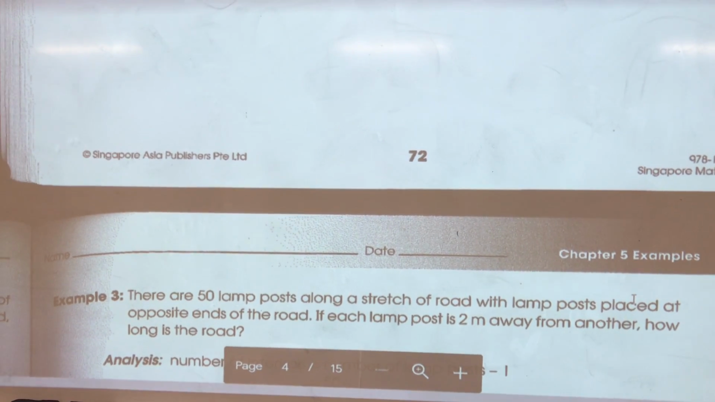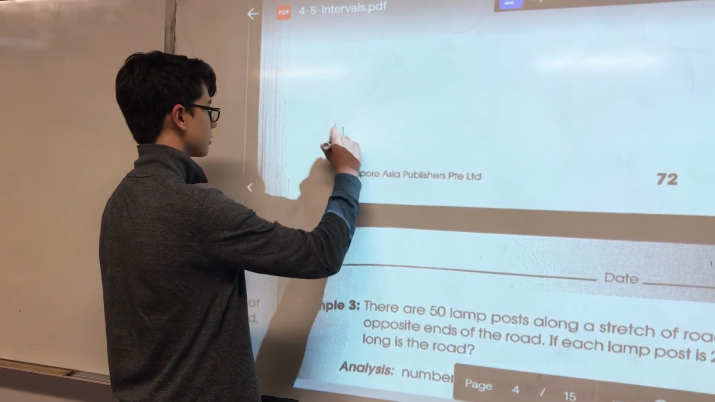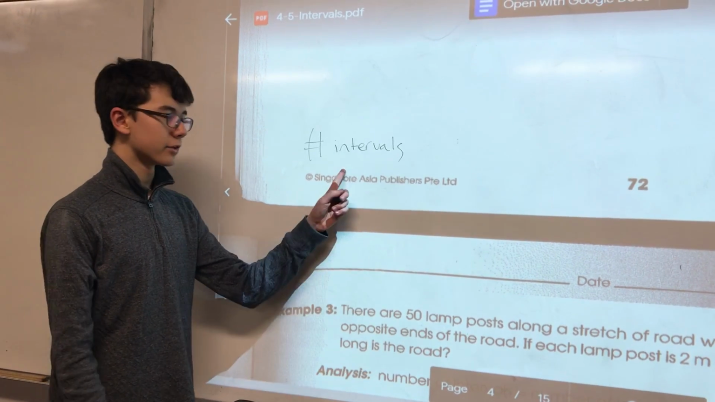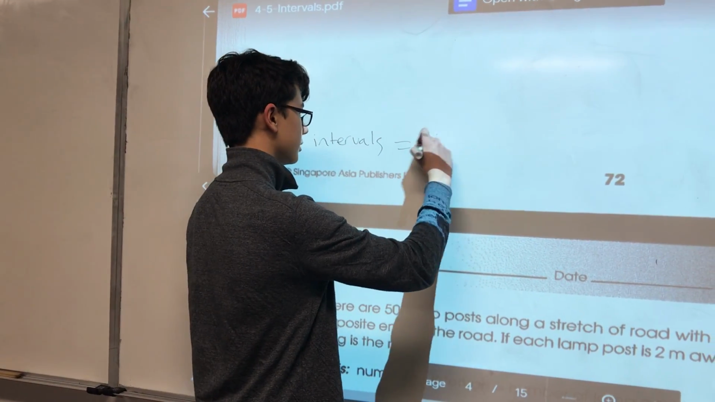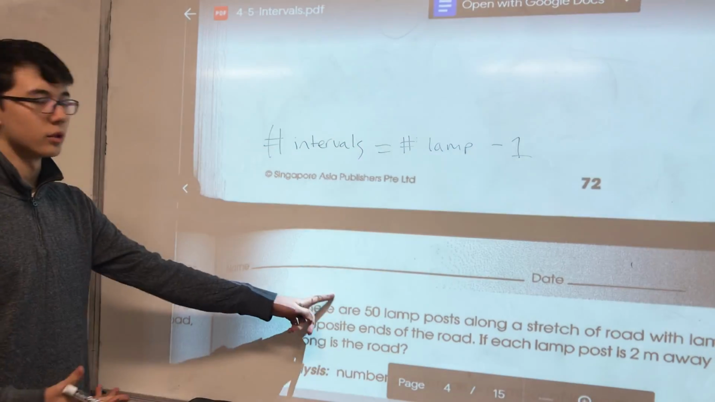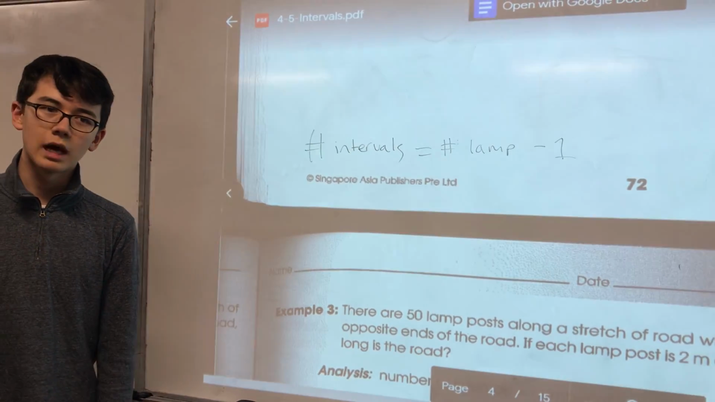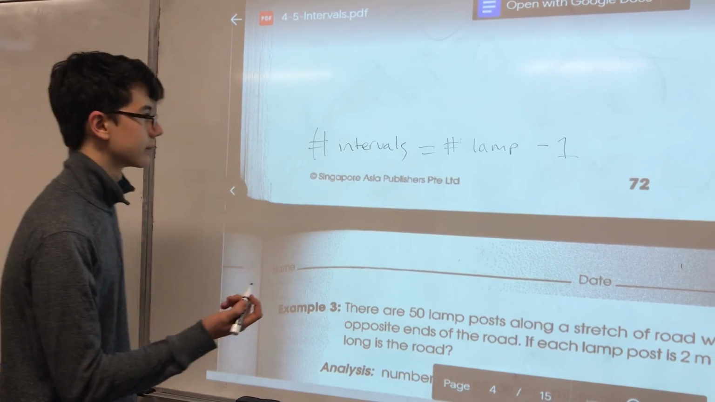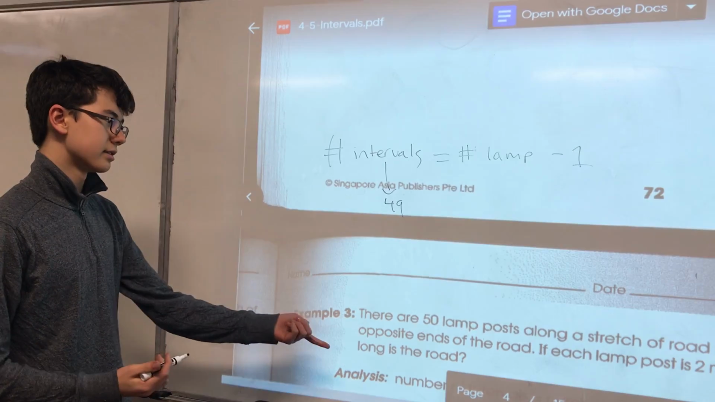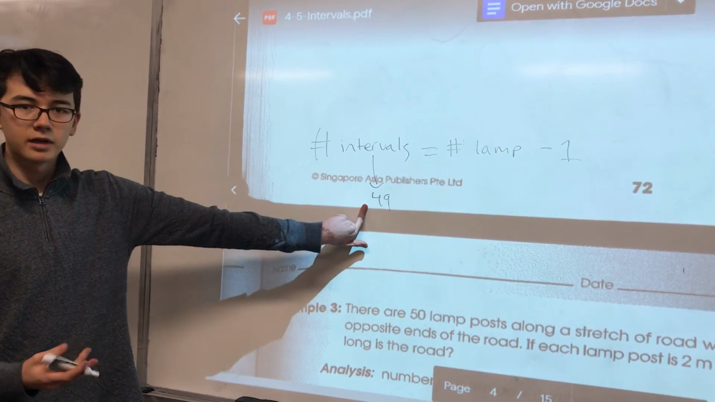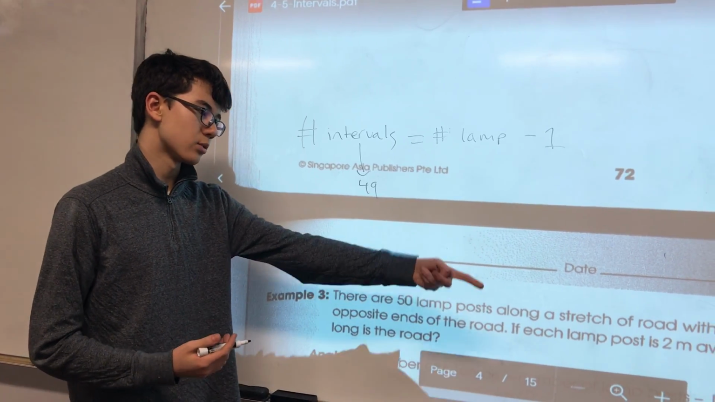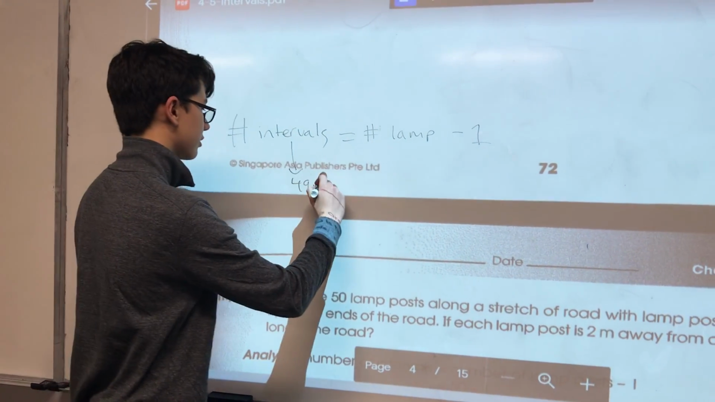So if you recall correctly, the number of intervals. Since we have lampposts at either side, the number of intervals equals the number of lampposts minus 1. So if we have 50 lampposts, we have, everyone say it, how many intervals? 49. Yeah, we have 49 intervals. And then if we want to find the distance of the road, what do we have to multiply this by? 2. Yeah, we have to multiply it by the length of each interval. So each one is 2 meters away, so 49 times 2 equals 98.